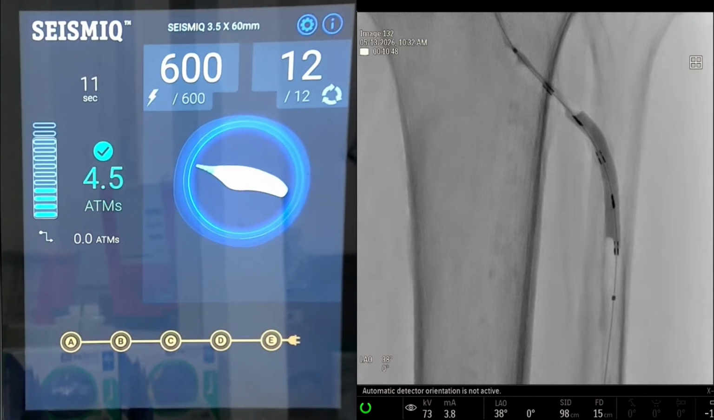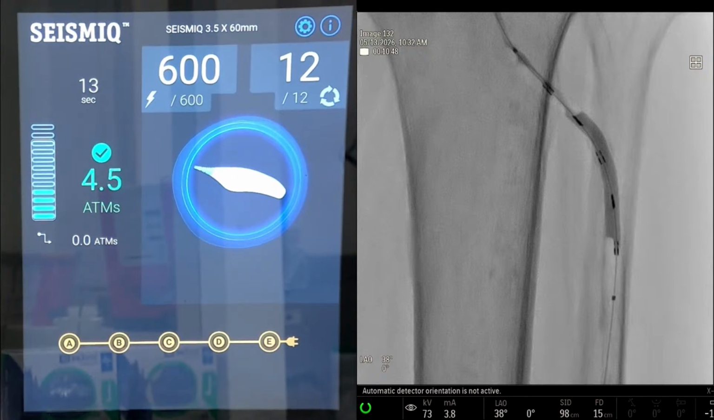All right, so I want to prep this a little bit more just so we don't have any air in it. So we get a little bit more luminal gain, because I really think that's an important feature of this to be able to optimize it. And that's always a challenge on these, to get all the air out.